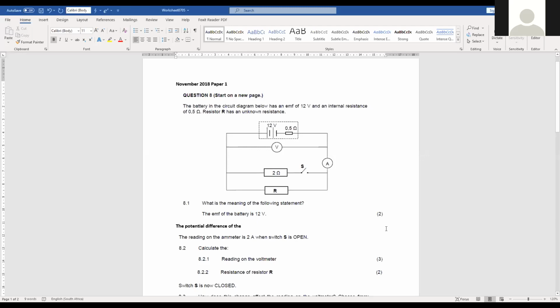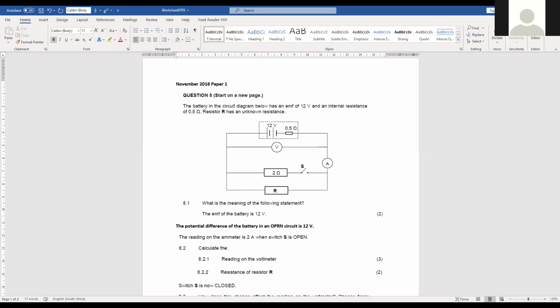Okay, so sorry. So they give you this circuit and they tell you that your EMF is 12 volts, they tell you that internal resistance is 0.5 ohms, and they tell you that you don't know what the R is in your last little circuit, and then they're asking you what is the meaning of the following statement. So they tell you the EMF of the battery is 12 volts, okay? So what you have to say is that the potential difference of the battery in an open circuit is 12 volts, okay?